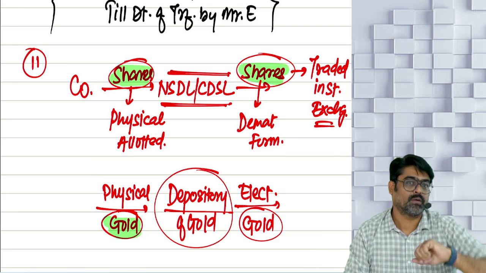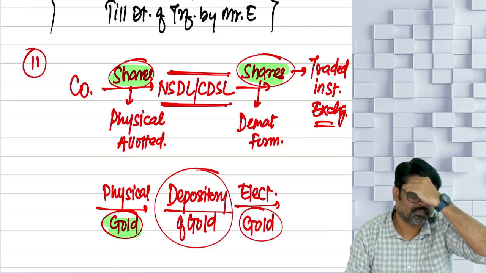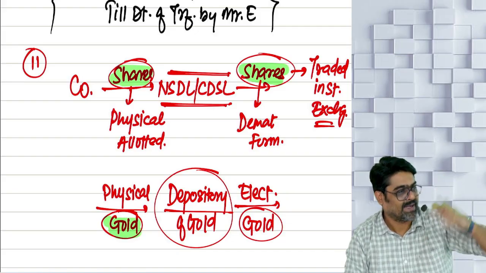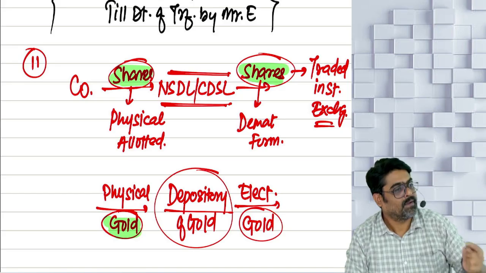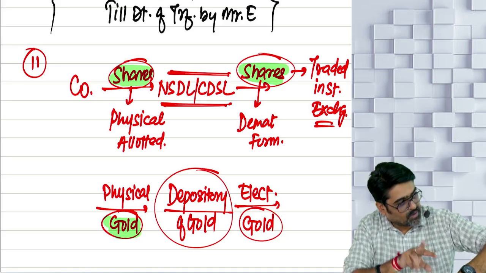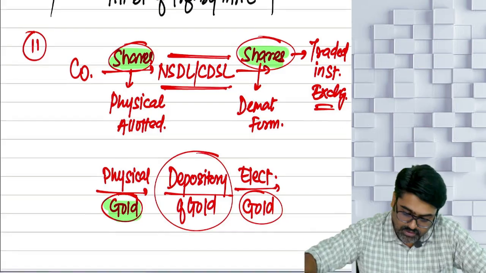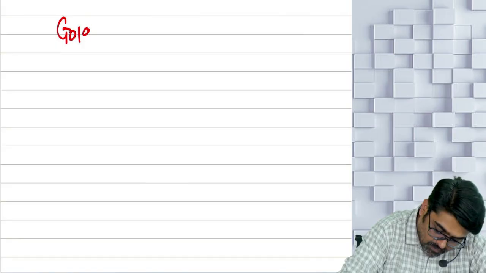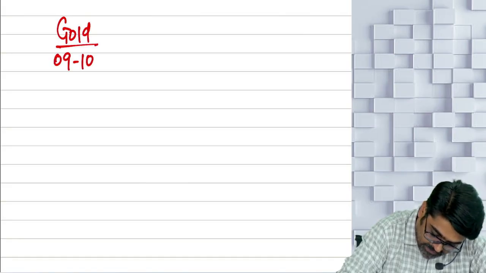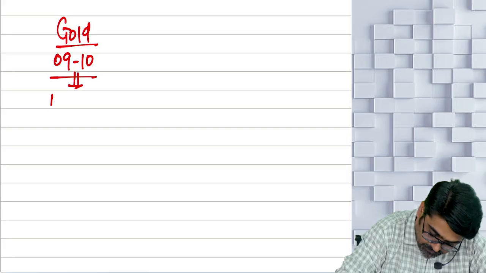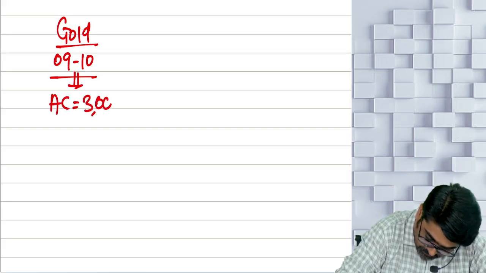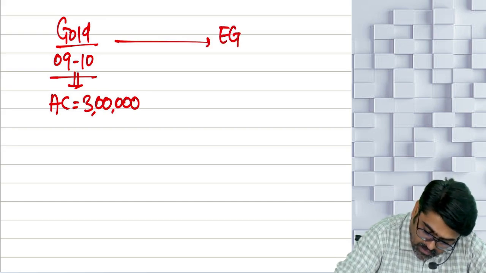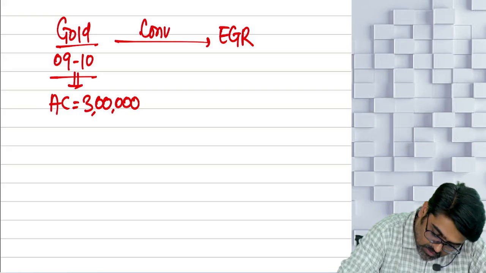So, did you have gold? Tell me. When did you buy that gold? 9, 10. What was the cost of that gold? 3 lakhs, no? Right now, what is the value of that gold? When the value of that gold is 10 lakh, at that time you are getting it converted. So can I say your gold which you acquired in 9, 10 at a cost of rupees 3 lakhs, that gold you are right now converting into EGR. Okay. It is converted into EGR.